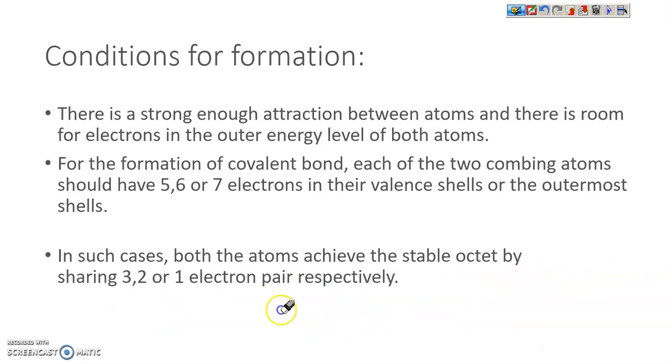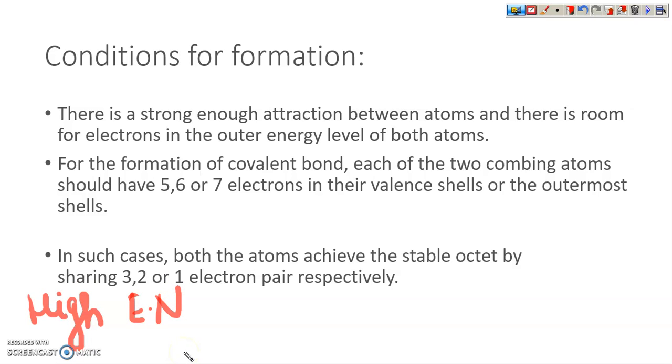In the previous lecture, I told you three main terms: electron affinity, electronegativity, and ionization energy. So in this case, they should have high electronegativity, and they should have high electron affinity and high ionization energy. You should know these three main terms. They're very important. If you haven't watched my previous lecture, I will give the link in the description below.